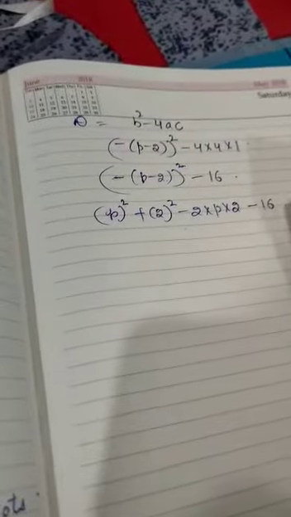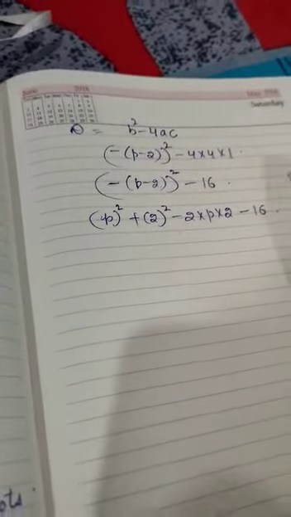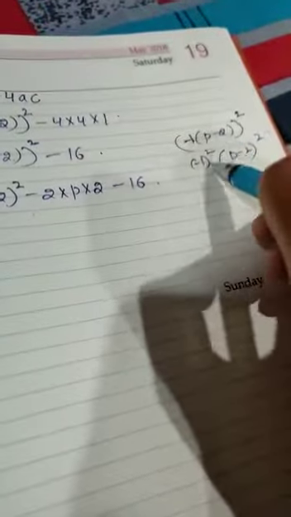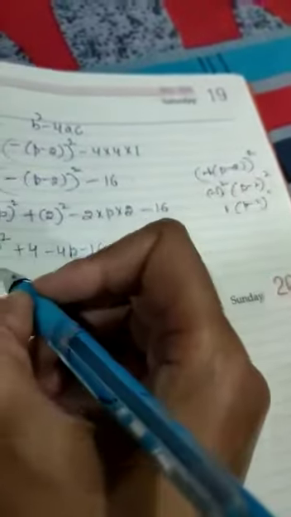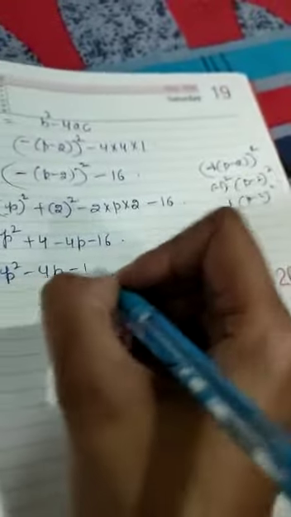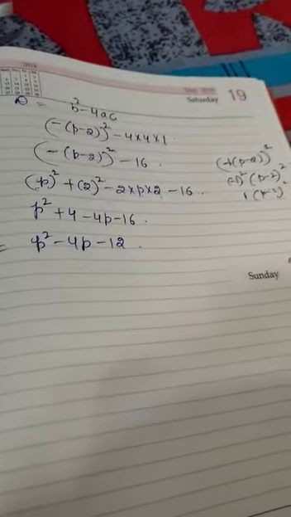I am going to repeat this step again. Minus (p minus 2) whole square: take it as minus 1 whole square times (p minus 2) whole square. Minus 1 square becomes 1, so it becomes only (p minus 2) whole square. Using a square plus b square minus 2ab, this is p square plus 4 minus 4p, minus 16, so p square minus 4p minus 12. This is the value of the discriminant, p square minus 4p minus 12.